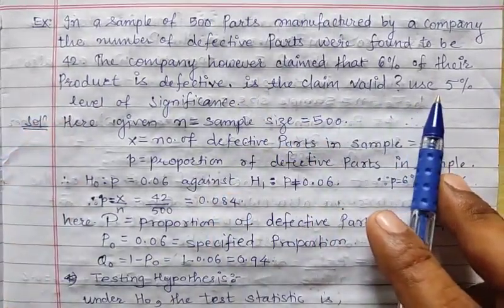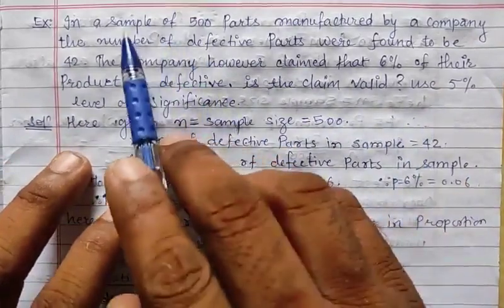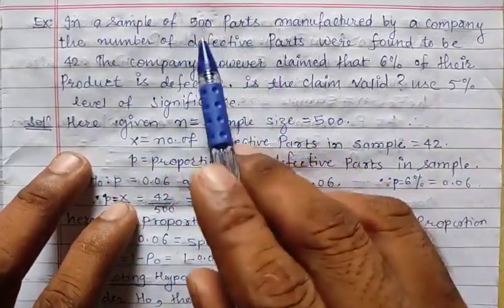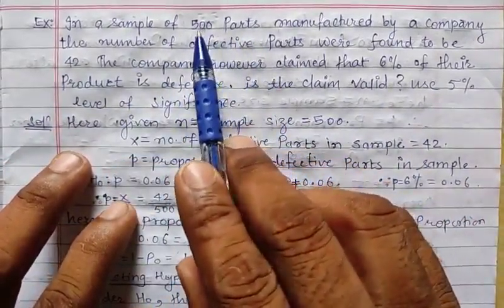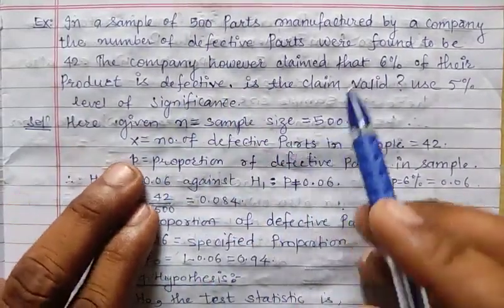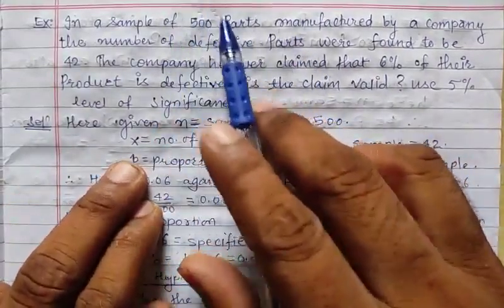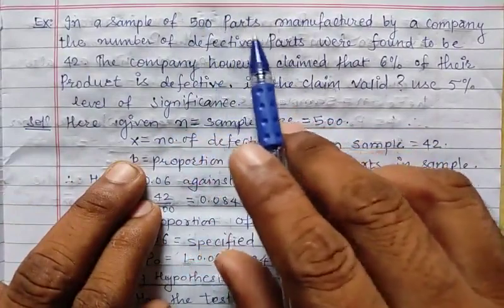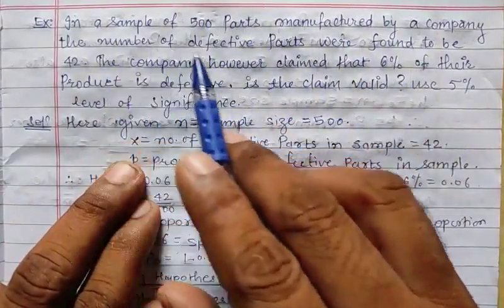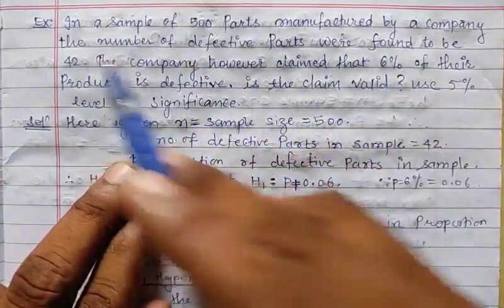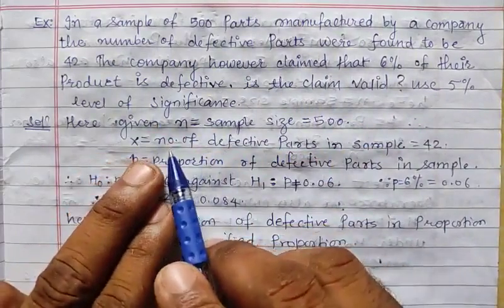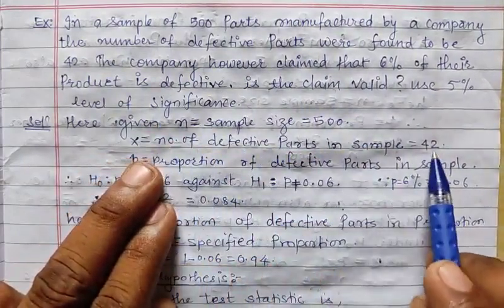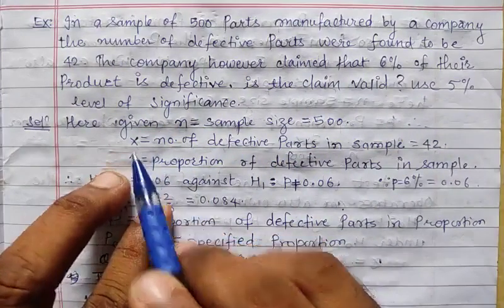Now let's see, in this example, how many samples are given? The number of samples is 500, so the value of n is 500. From those 500 parts manufactured by a company, the number of defective parts found was 42. So the number of defective parts in the sample is 42. Let's call this value x.